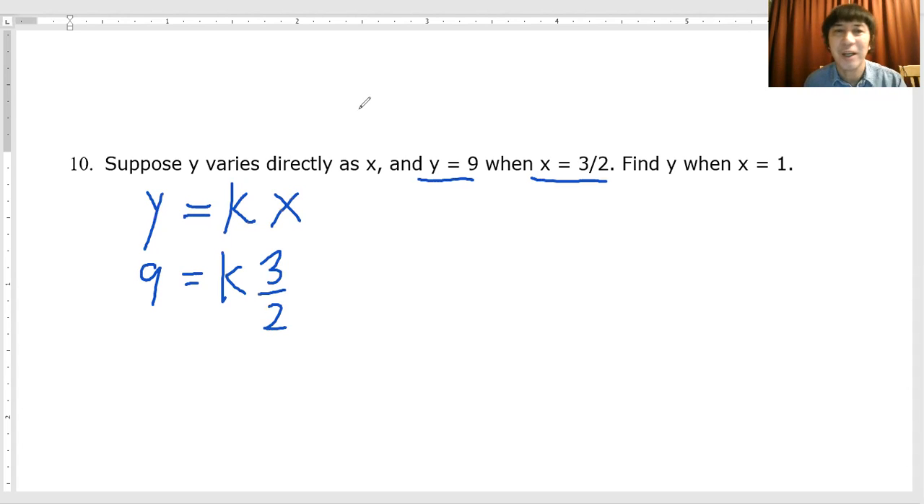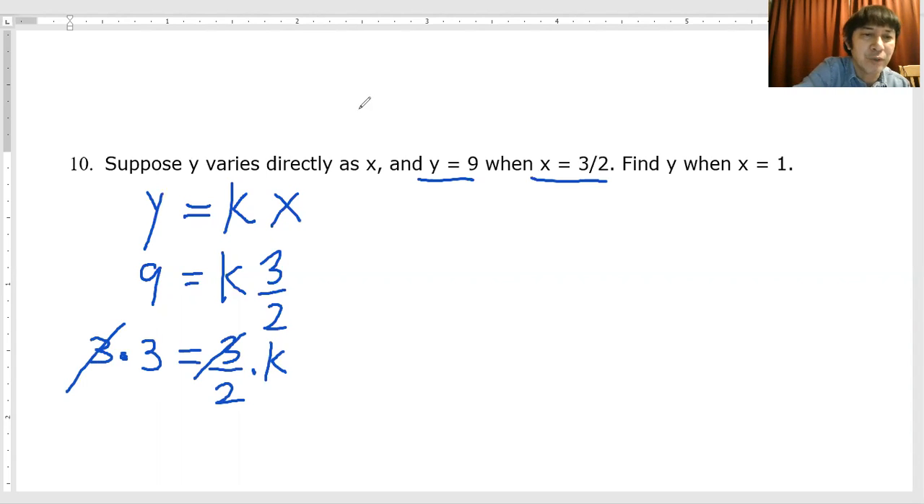9 equals k times 3 over 2. Again, we can take note of our numbers so we can simplify our calculation. 9 has a 3, and there's a number 3 there in our equation. So we can get the factors for 9: 3 times 3. And we have here 3 over 2 times k. We can just divide both sides by 3, removing the 3s. The equation will now be simplified: 3 equals 1/2 k.